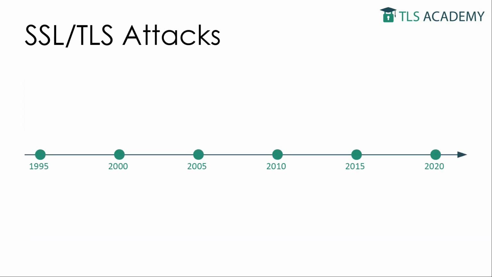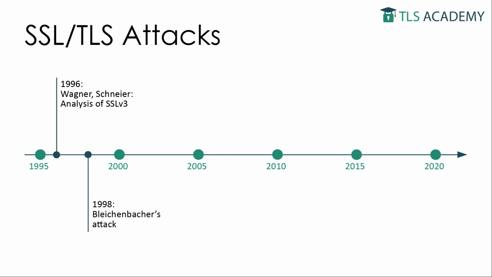Please note that the following attacks are not a complete list, there have been even more attacks. In 1996, Wagner and Schneier analyzed SSL version 3, and among others they found a man-in-the-middle attack that removes all the strong cipher suites from the client hello message. The result of this is that the server then has to continue with a weak cipher suite. In 1998, Bleichenbacher's attack was published, which is a very well-known attack. If you want to know more about this, there's another video focusing only on Bleichenbacher's attack. In 2002, Wagner's original padding oracle attack was published, which is a similar concept as Bleichenbacher's attack.